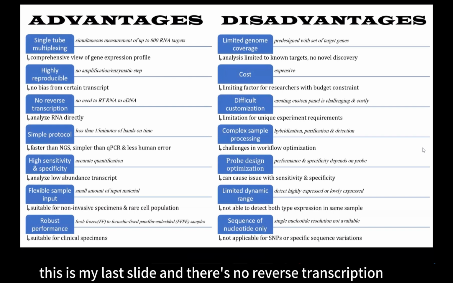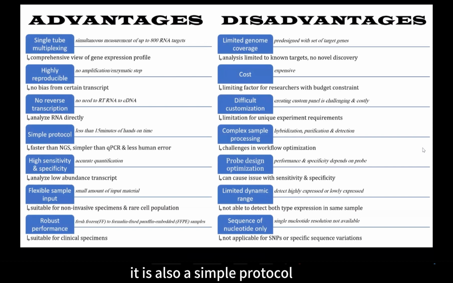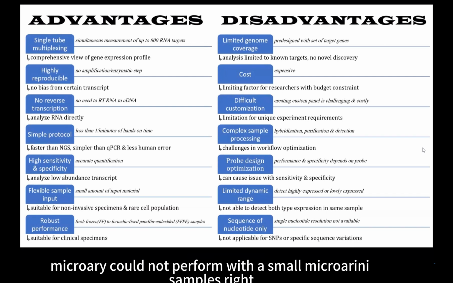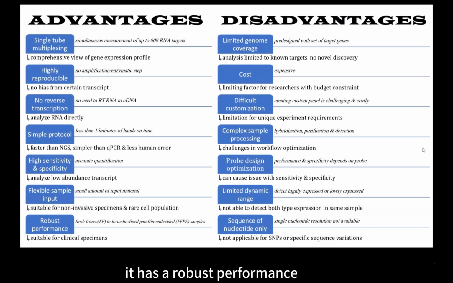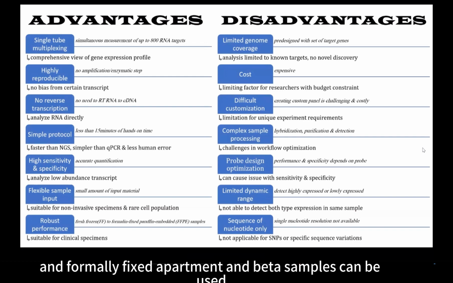And there's no reverse transcription. It is also a simple protocol with high sensitivity and specificity. It has a flexible sample input. That means a small amount of input material is sufficient to run this assay. When we see the previous slide, microarray could not perform with small microRNA samples, right? So we can tackle that by using NanoString. And finally, it has robust performance because fresh, frozen, and formalin-fixed paraffin-embedded samples can be used.